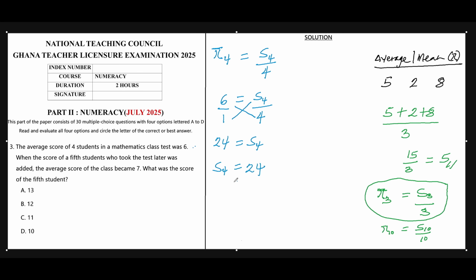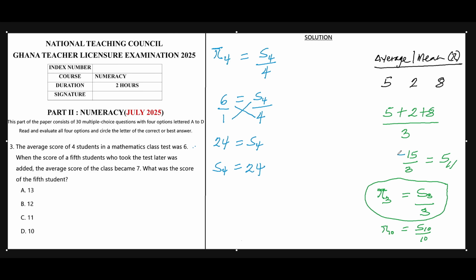What does this information tell us? Sum of 4 here is telling us that when we add the individual scores of the 4 students, there is a total score we are going to get. You see from the introductory part, when we added the 3 scores, we had a total of 15.